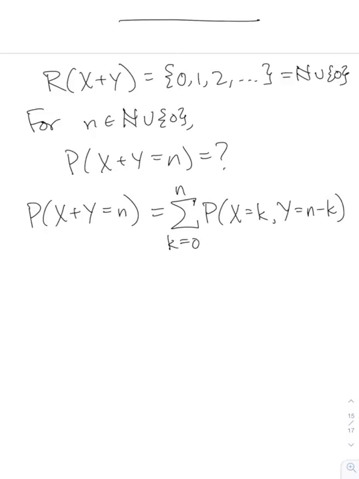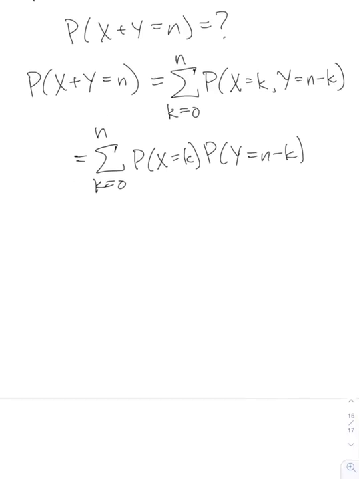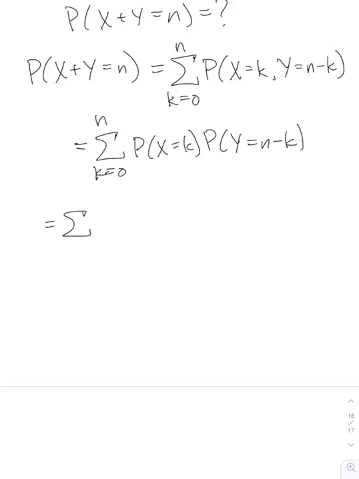X and y are independent, so that probability becomes a product. So I have the probability that x equals k times the probability that y equals n minus k. Now I know the mass functions of x and y because they are Poisson. So the probability that x equals k is e to the negative lambda 1 times lambda 1 to the k over k factorial. And for y, it's e to the negative lambda 2 times lambda 2 to the n minus k over n minus k factorial.